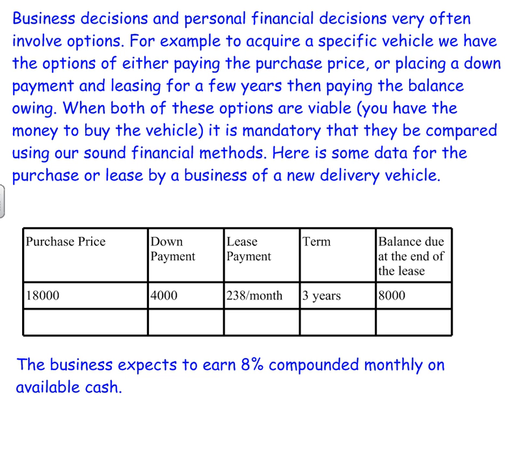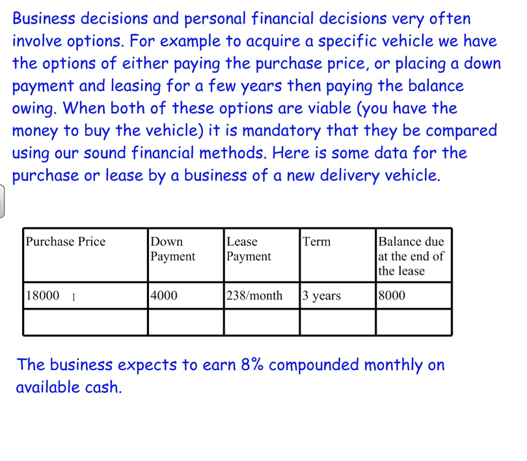Okay, let's start taking a look at some of our business decisions that we would have to make. In this case, we're applying the compound interest theory that we've covered throughout the semester. In this case, down below, which is a good application, the businessman is trying to make a decision between buying outright a new delivery vehicle, in this case, $18,000.